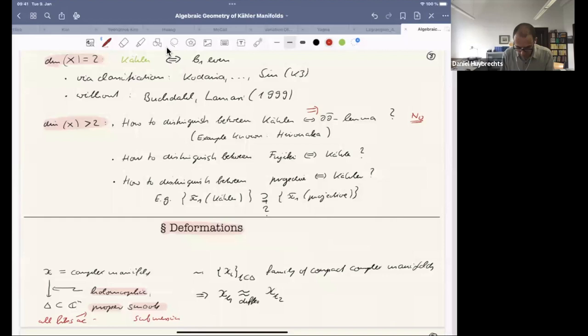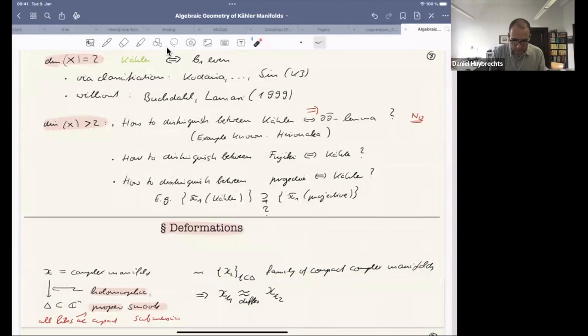So what does it mean? It means for each point in my disk downstairs, I have a complex manifold. So this is a family of compact complex manifolds. Okay, but it means a little bit more. It means they are somehow bound together in a family like this. It's not just a set of complex manifolds, but they sit in one family.